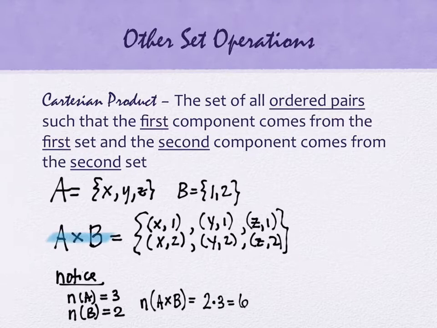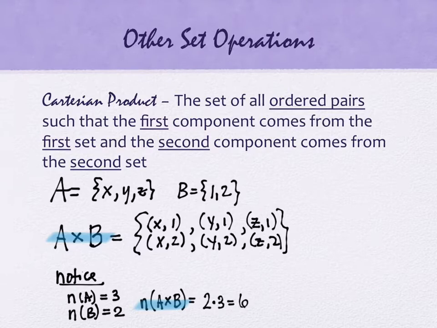Now, notice the difference. This is actually the Cartesian product. This is the number of items in it. So if you were asked to find the Cartesian product and you told me 6, you didn't find it. You found the cardinal number of it, and that's a different question. But if you were asked to find the cardinal number, then the fundamental principle of counting is the easiest way to do that.